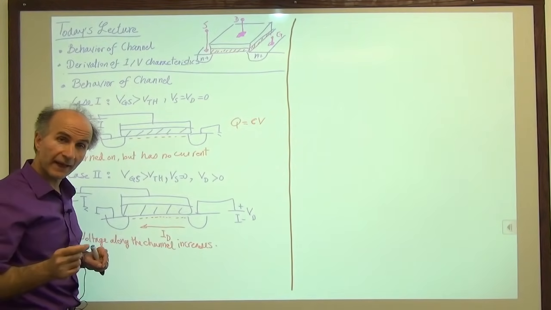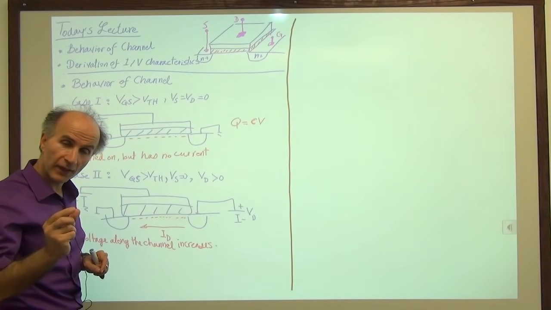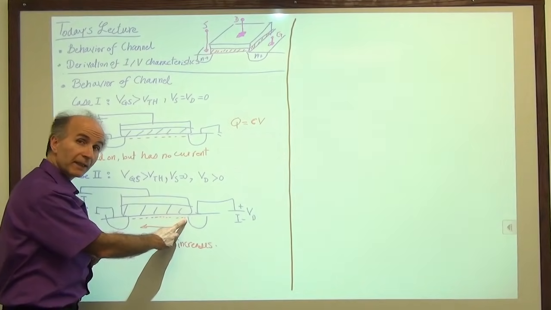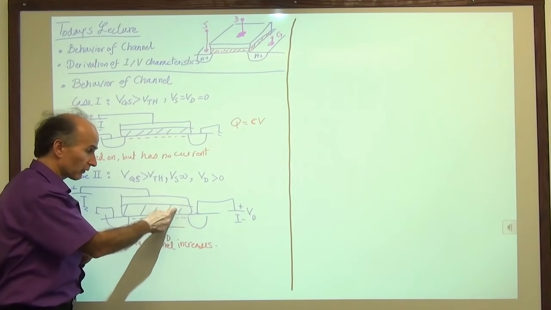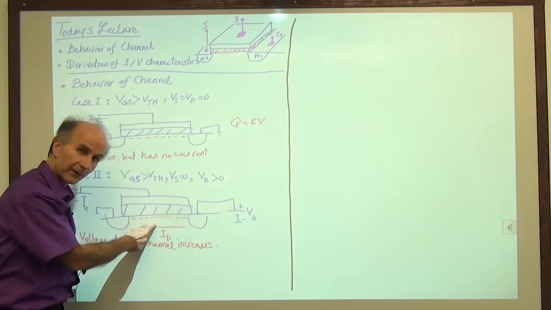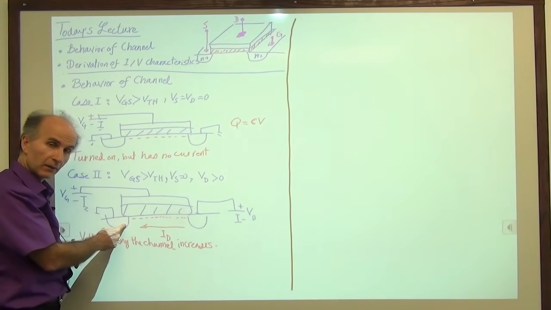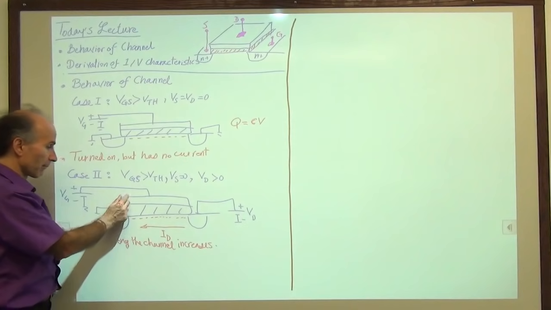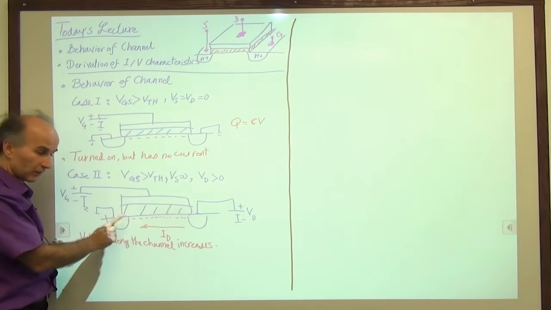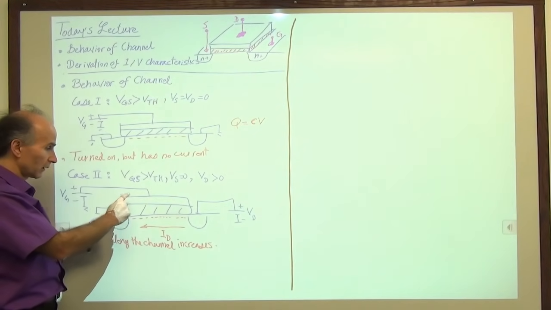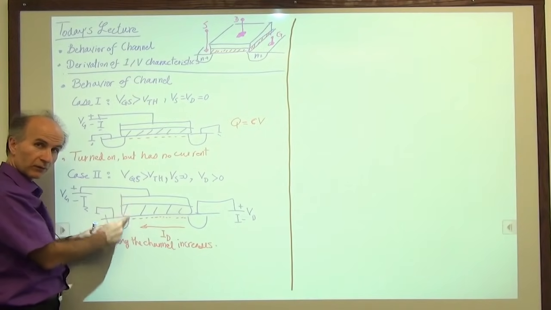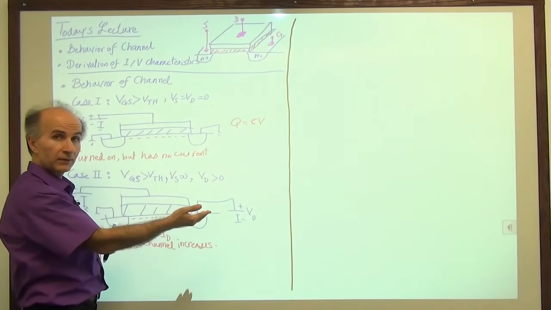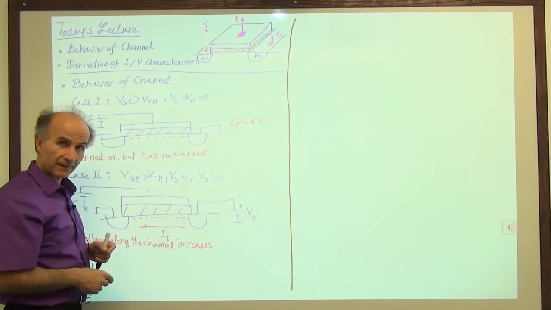So what's interesting is that the electron density of the channel varies from this side to this side because the voltage across the local capacitor varies. The voltage across the local capacitor is maximum here and minimum there, right? Because the source is at zero and the gate is at a certain voltage, so we have this much voltage difference. Whereas the drain voltage is not zero, the drain voltage is some positive value, which means this difference is less.